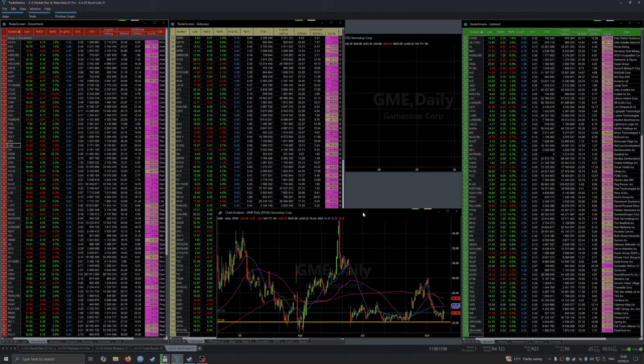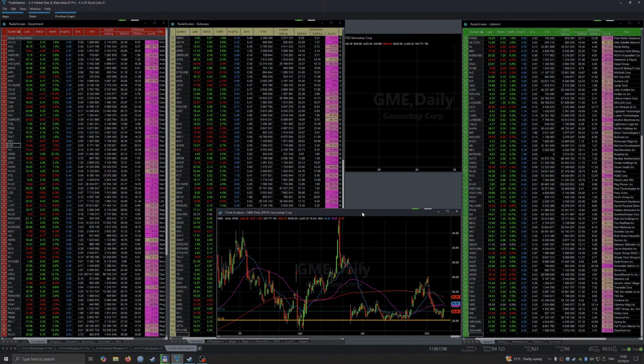GME, GameStop. This one was very exciting for a lot of people a few years ago. But at the moment, not very exciting to me. Again, this is going more sideways than up or down. I think I put it in the downs because when I did this last, it was coming down, but now it's clearly leveled out, I think. So it can move to here.